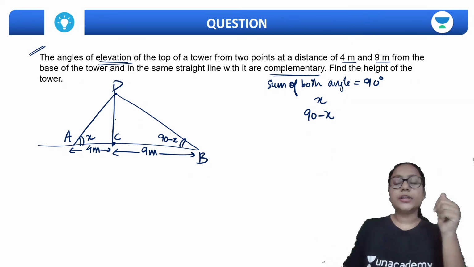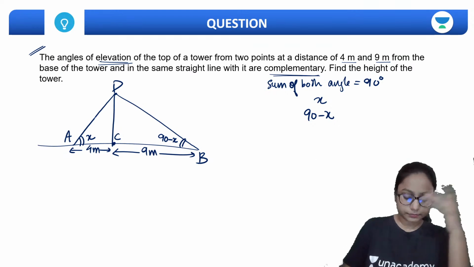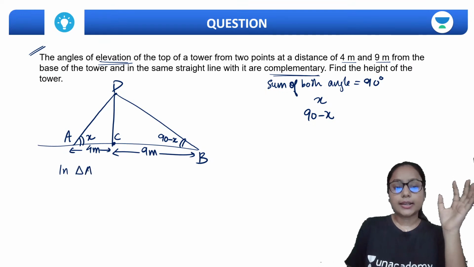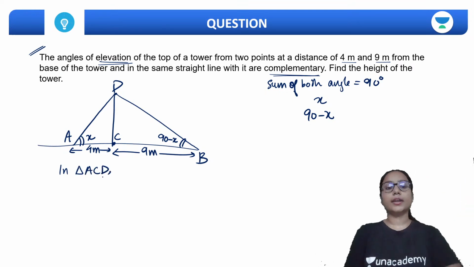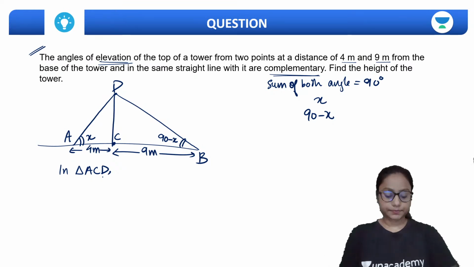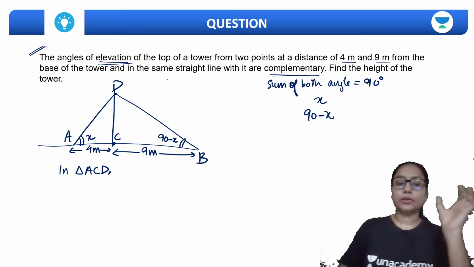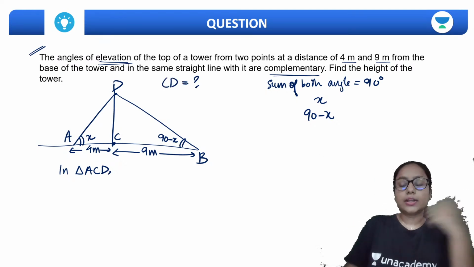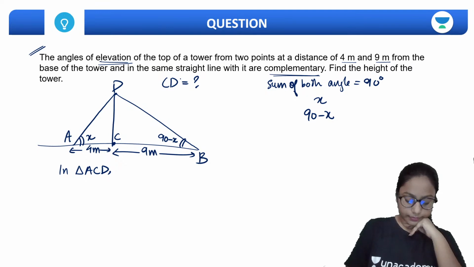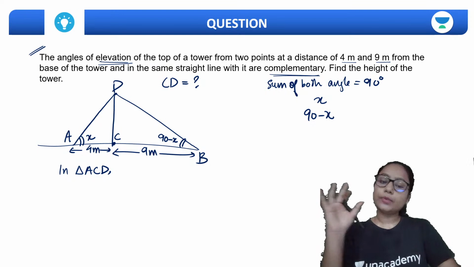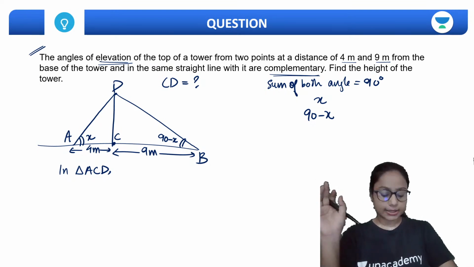Now, which triangle should I consider? Let us consider ACD. In triangle ACD, can you tell me what is the value of CD? I have to find the height of the tower, which is CD. So, which trigonometric ratio should I use? Yes Varun, you can take both points on one side also. That will also be correct. There is no mistake in that.